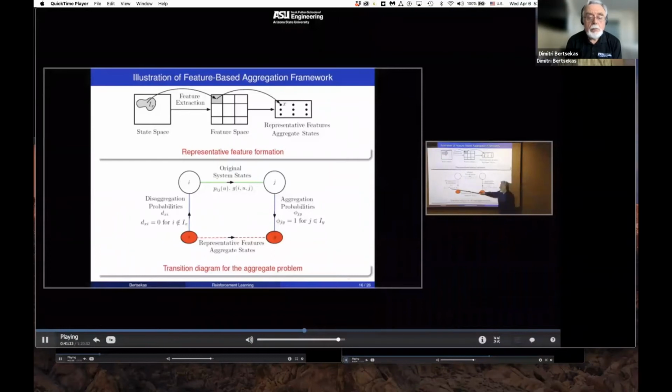And once I define these d coefficients, these probabilities, and these p's, I have a model for transition from one feature to another feature, and also a model for the corresponding cost. Now we have to explore the properties of this problem, whether it's good or not, but this is the basic framework. Representative features plus connecting probabilities, connecting weights, connecting relations, if you will.